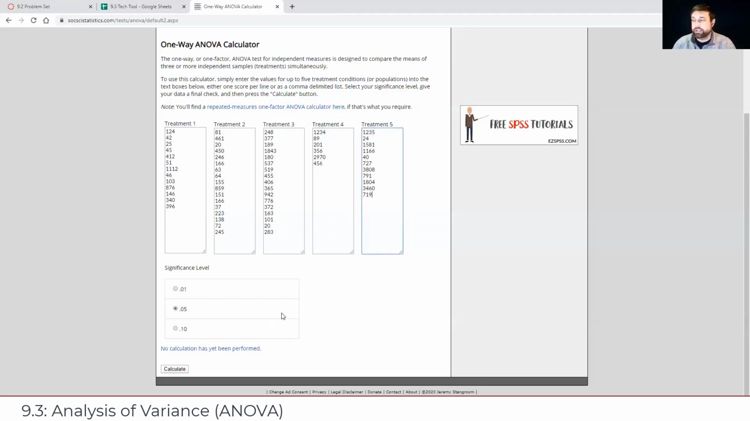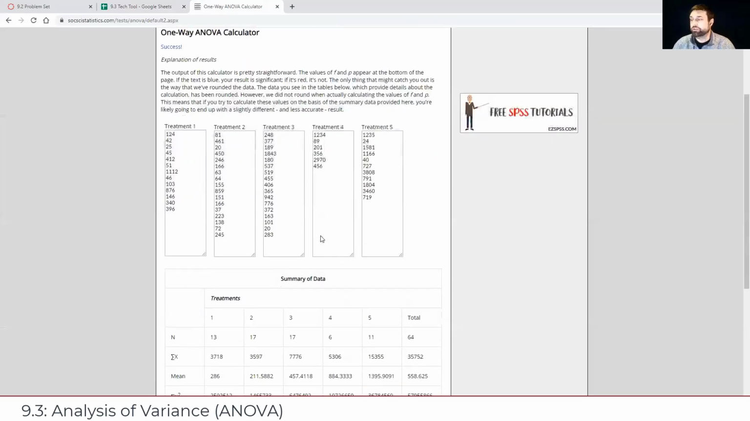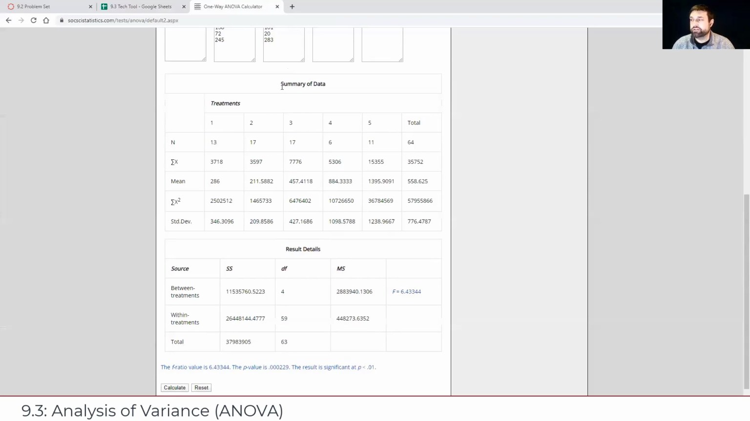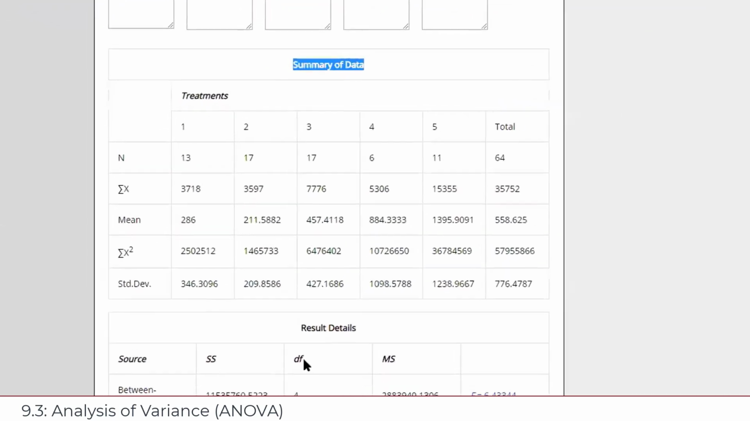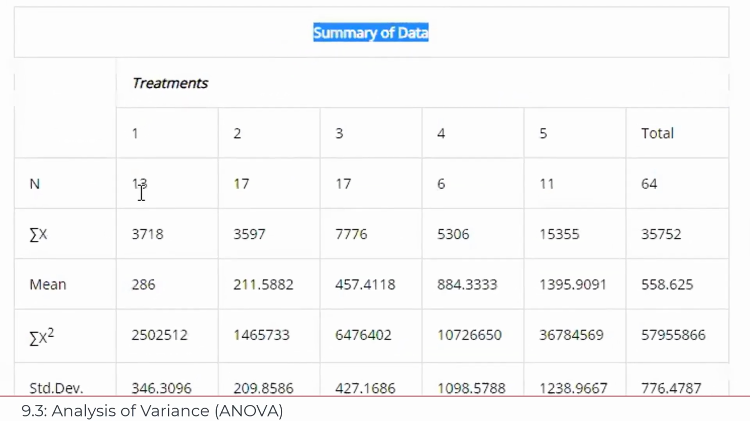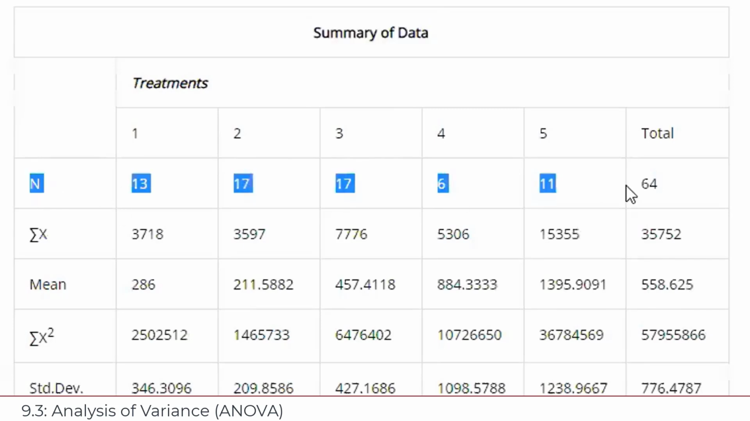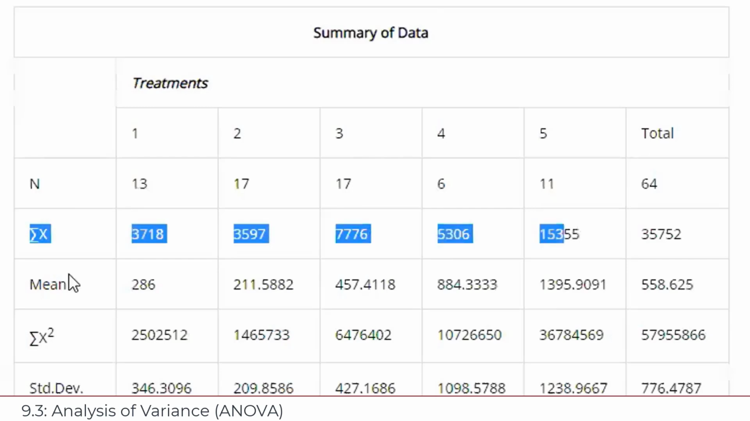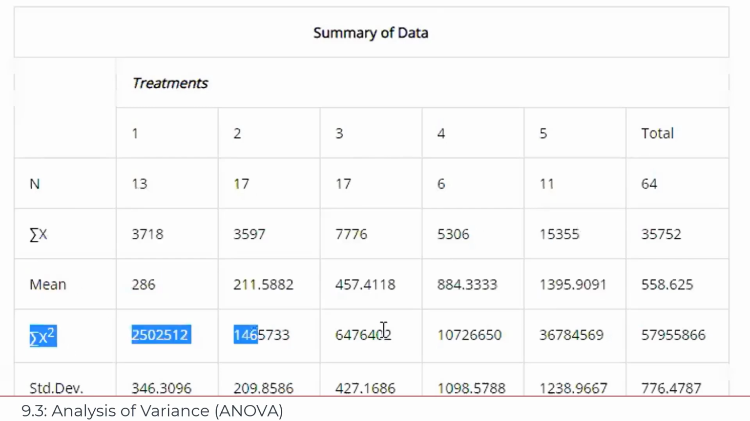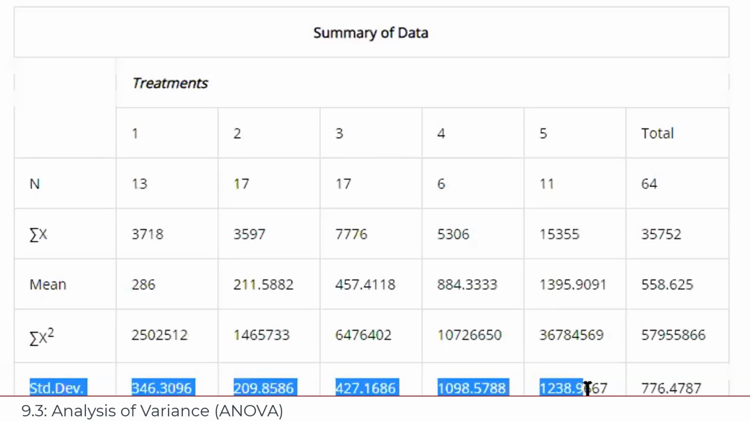The website does have limitations. For significance level, you only get to pick 1, 5, or 10%. Click 1%, and that's it. Now you just hit calculate. And when you scroll down, here is the summary of the data. So here are all those rows and columns that we had in the spreadsheet. Here they all are. So here's the number of items, the sum of the items, the mean of the items, the sum of the squares of the items, and the standard deviation of each one.